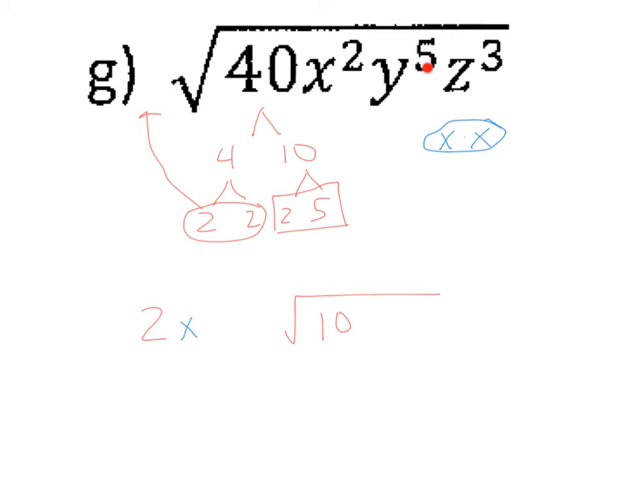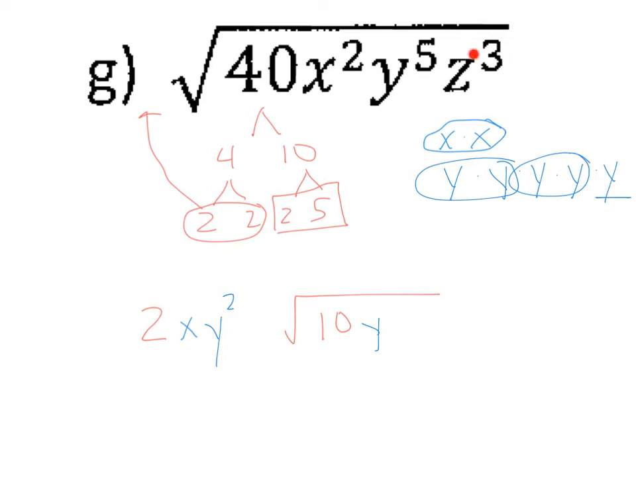So now we're going to look at the y to the 5th. Okay, so I'm going to have 5 y's. Now I'm going to pair them up. 1, 2 pairs. So I have 2 pairs out here. And then we have 1 guy left over. So I have 1 guy left over on the inside.